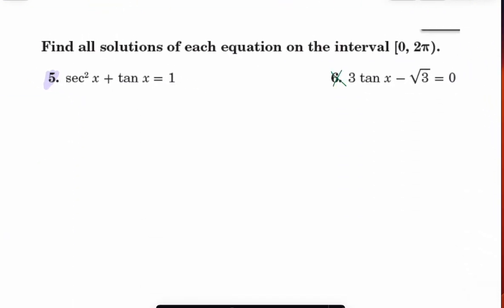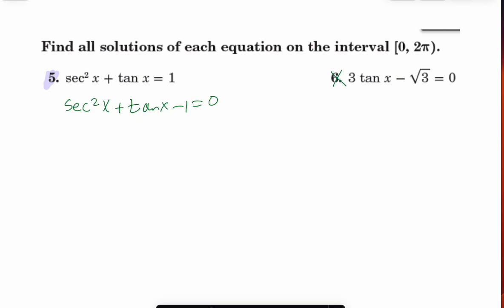We're going to skip number 6. We're going to look at number 5. So if we're going to do this, I would get it equal to 0 by moving that 1 to the other side. And then ask myself, hey, can I factor that? Well, because we have secants and we have tangents, there's no way to factor that.